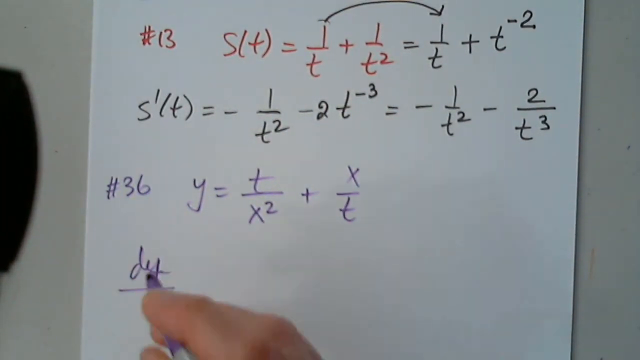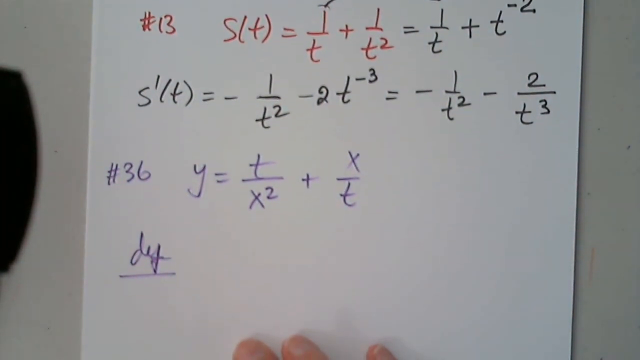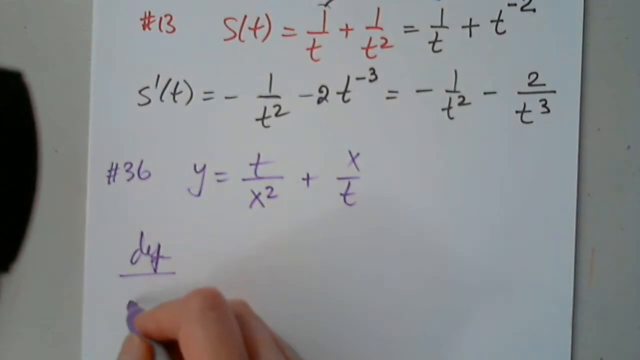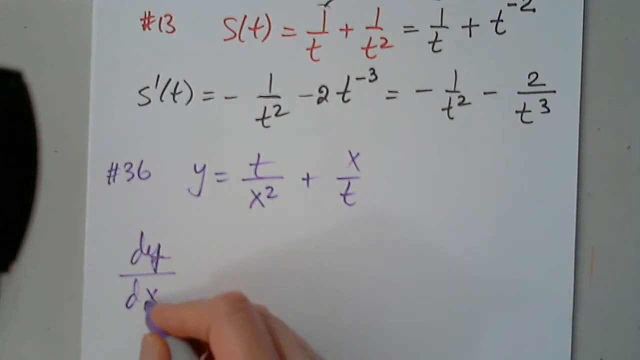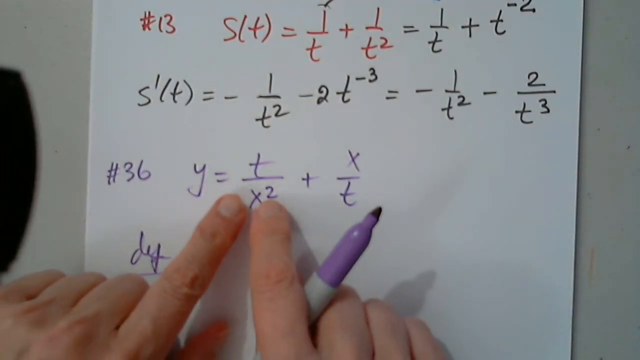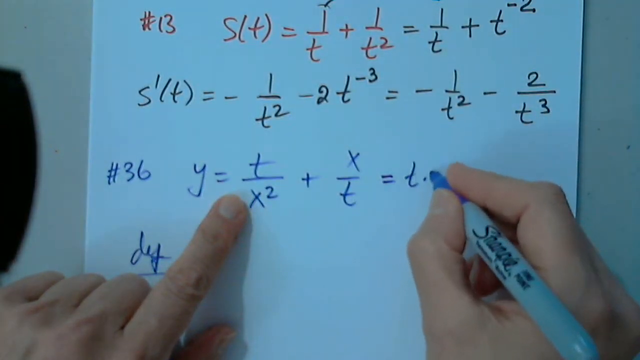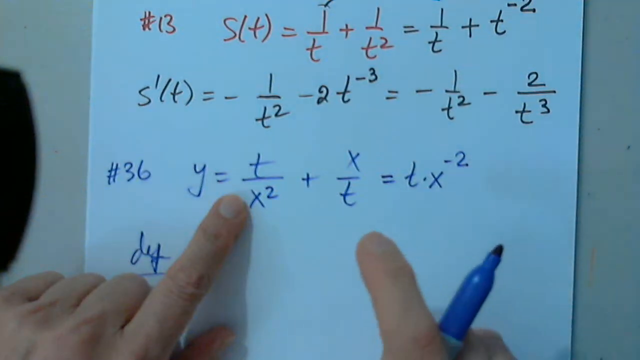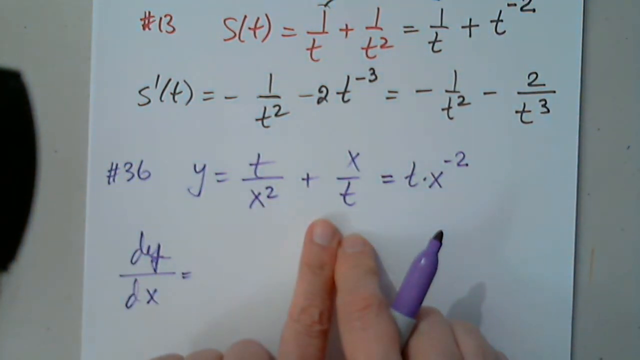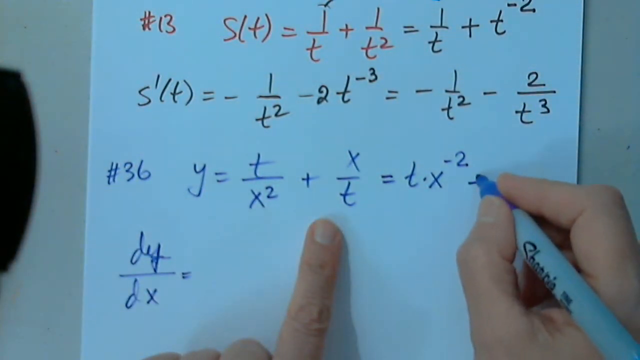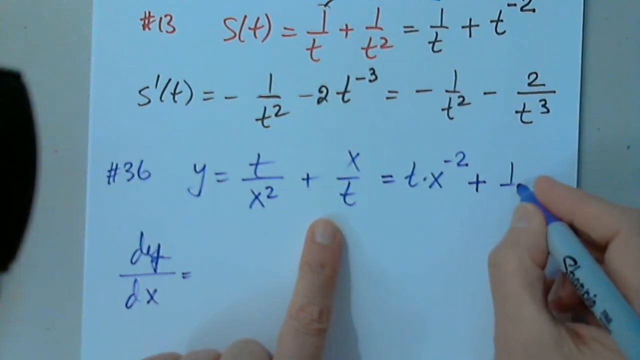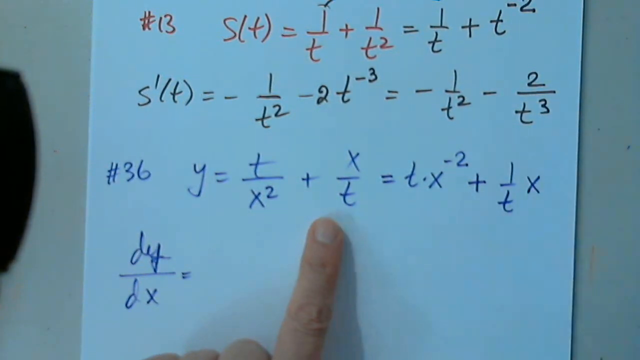dy over dx. Perfect. Good. So then in this case, the first piece changes into t times x to negative 2. The second piece doesn't have to change at all because this is 1 over t times x.